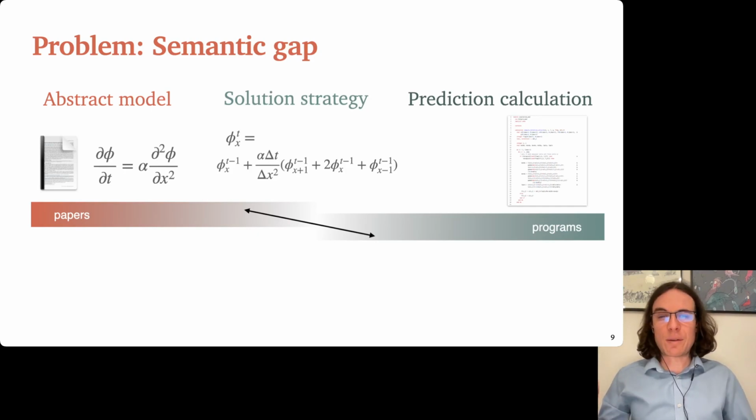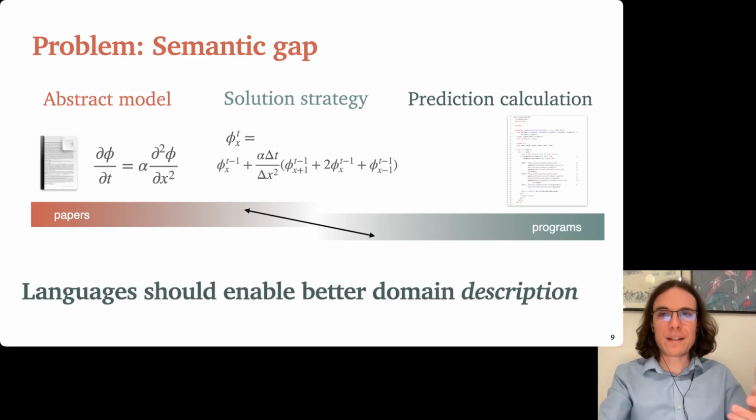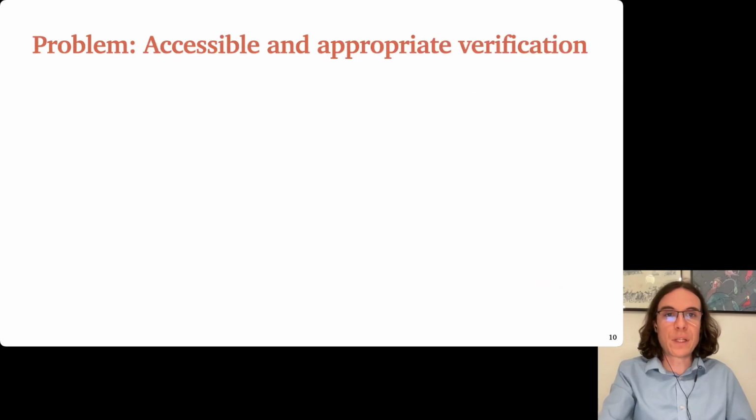So I try to understand, well, how do these two things relate, and how can we understand this abstract model and its implementation side by side? And that's because there's really this semantic gap. They become disconnected. Our languages often don't do a good job at letting us bring in information from the domain into the language. So I think that languages should enable better domain description, and that could be something worked on, for example, in this position.